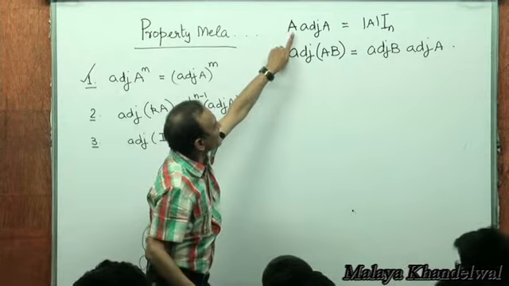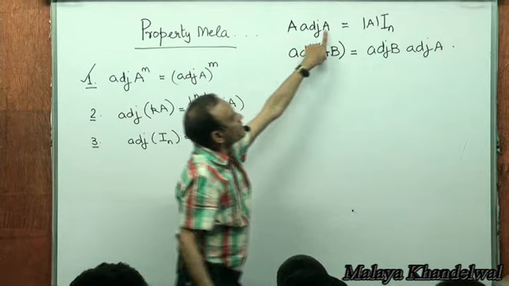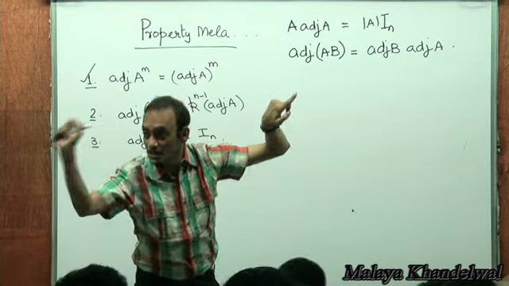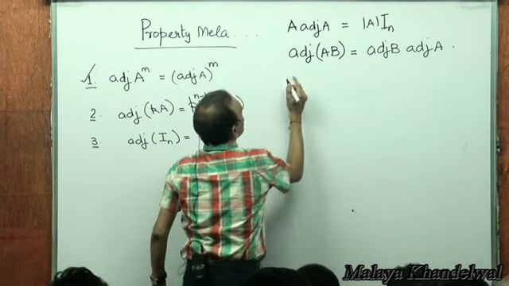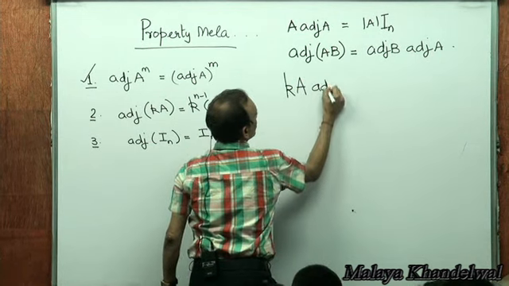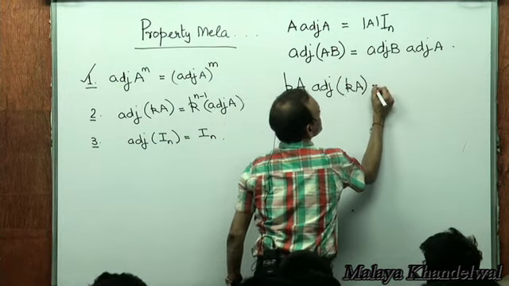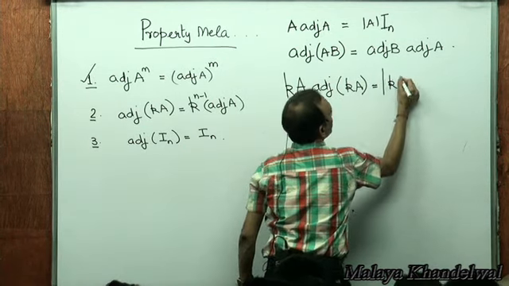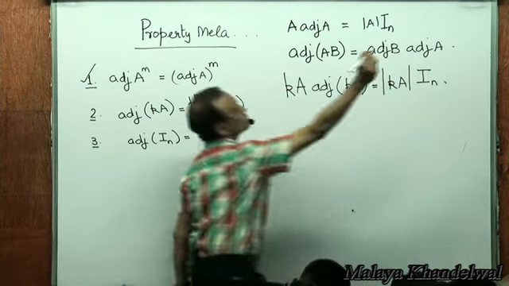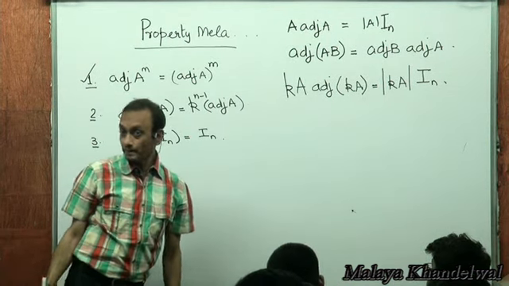So replace A by KA to get a semblance of this. In this identity, replace A by KA, where K is a scalar. So we end up getting KA times adjoint of KA is determinant KA into In. Yes or no?